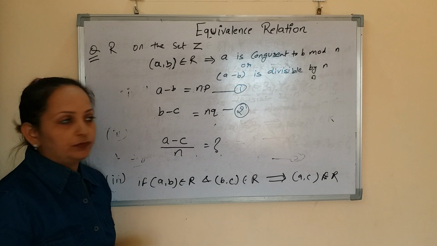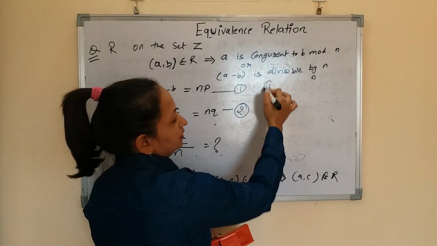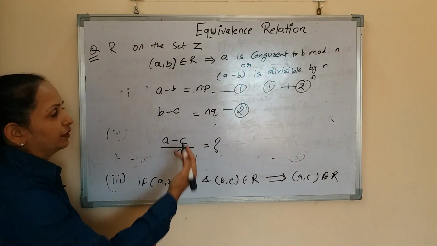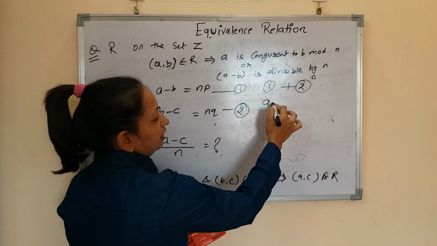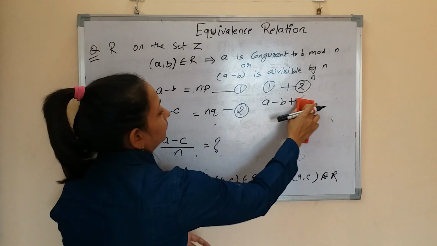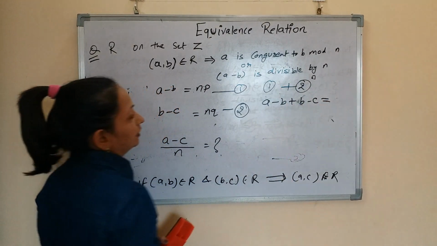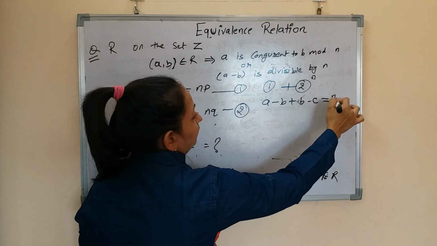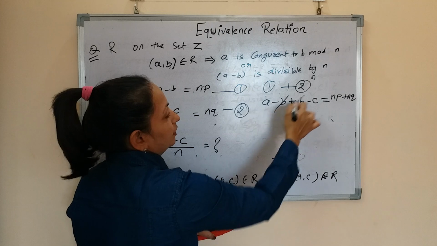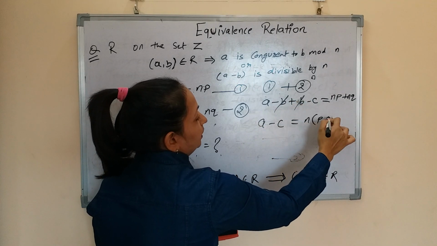Now we have two statements, A minus B and B minus C. What I am going to do is simply add these two statements, equation 1 and equation 2. What will I get? On the left hand side, I will get A minus B plus B minus C, and on the right hand side I will get NP plus NQ. So here I come, A minus C is equal to N times P plus Q.